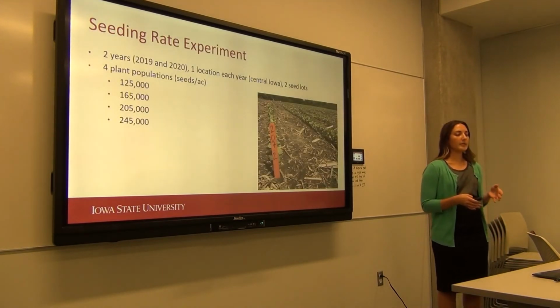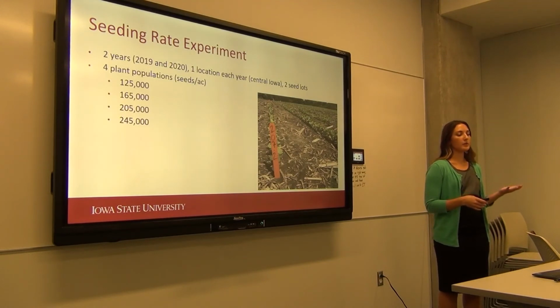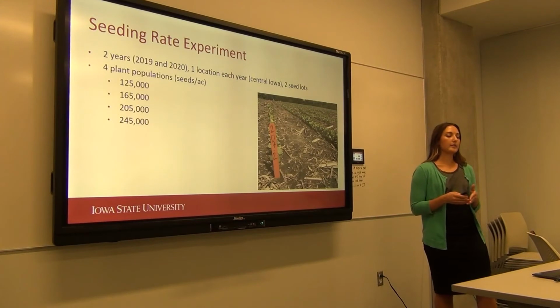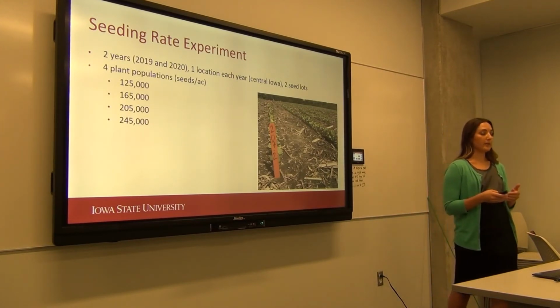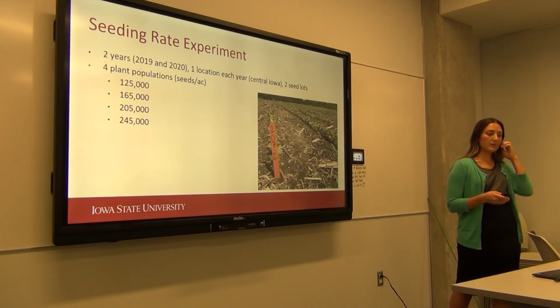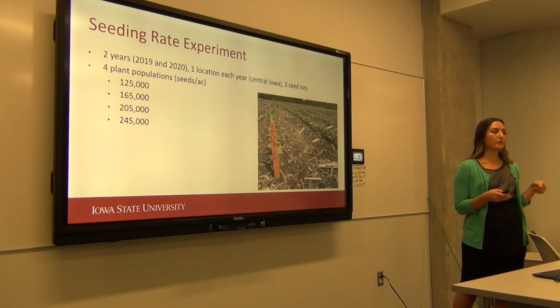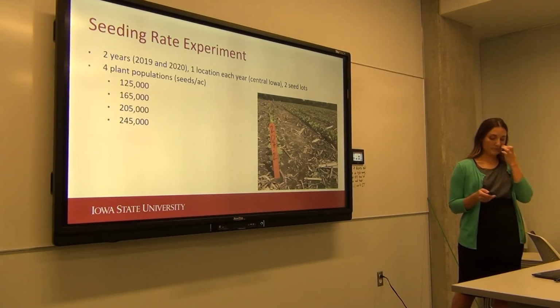So for this experiment, again, it was conducted over 2 years. There was one location, both in central Iowa each year, and 2 seed lots of the same variety were planted in each year. The plots were planted at 4 different seeding rates, ranging from 125 to 245,000 plants per acre, or seeds per acre. And again, it was planted in a randomized complete block design.